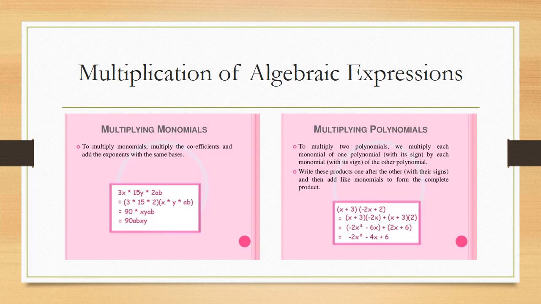Multiplication of two polynomials. To find the product of two polynomials, multiply each term of one polynomial by all the terms of the other polynomial and then add the resulting products.